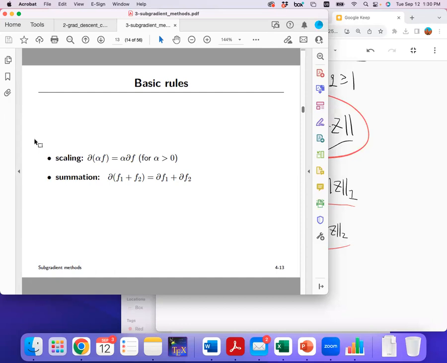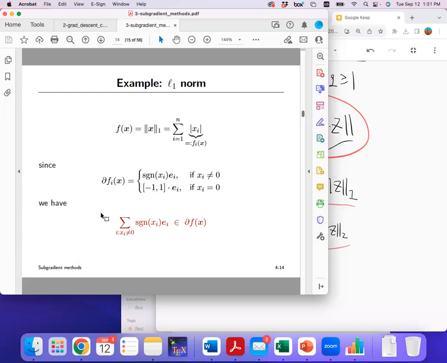And we have some basic rules for calculating the subdifferentials, just like for derivatives. They're very simple and very intuitive. The scaling and summation rules are the same as for derivatives. So, yeah, maybe look at one example.